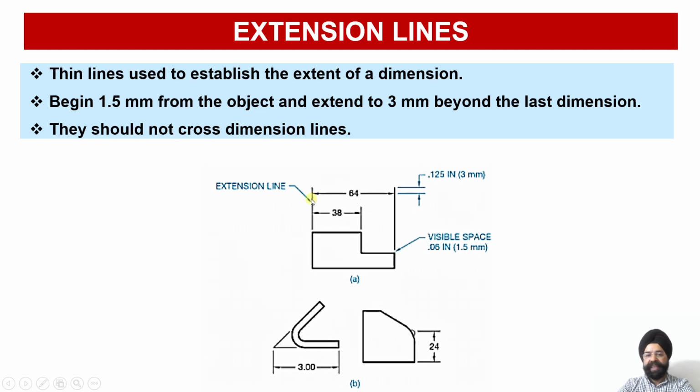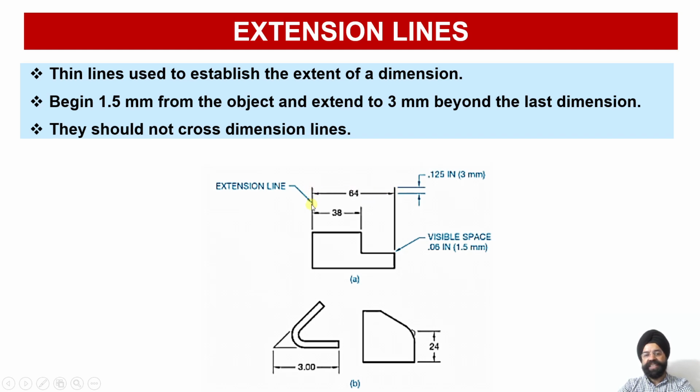And then my extension line should continue till the point where the dimension line is, and it should exceed by 3 millimeter. That is, wherever the last dimension line is there, my extension line should override the last dimension line by 3 millimeter. So you see, begin 1.5 millimeter from the object and extend to 3 millimeter beyond the last dimension line. So this is my dimension line.